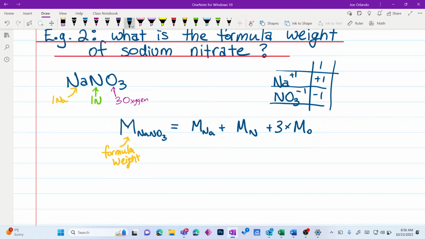If you wanted to add it 3 times, you could. It's just clumsier, but that's fine. Like if that makes it clear to you. And so now we just have to look these up. Now you've all got your periodic tables.